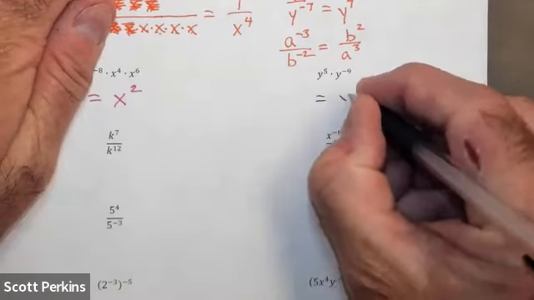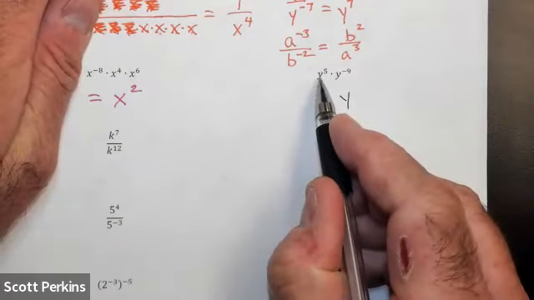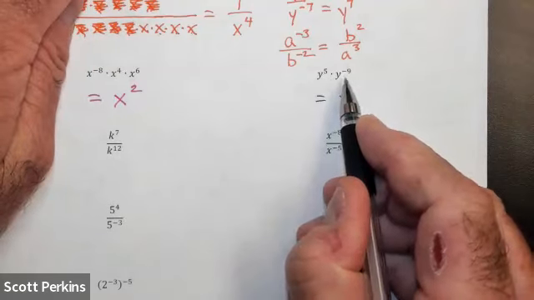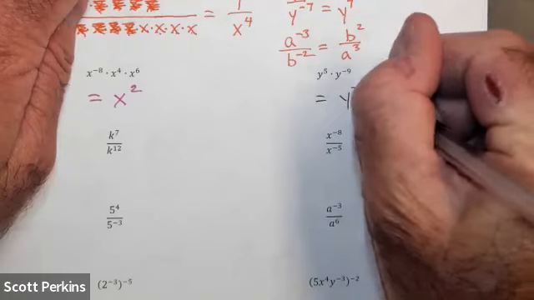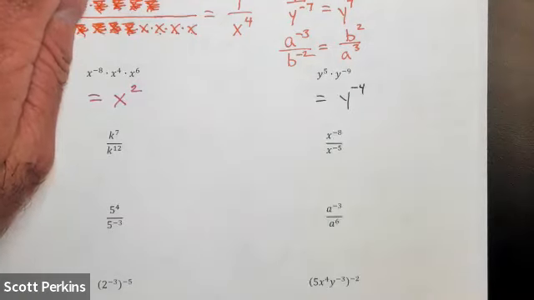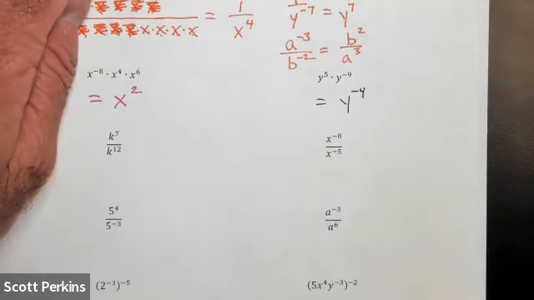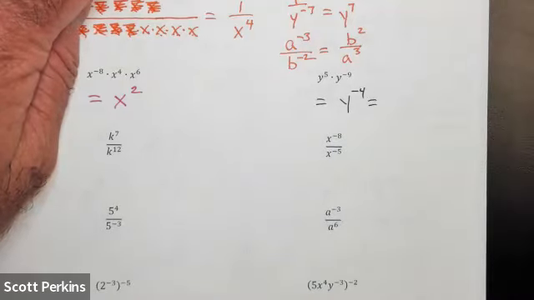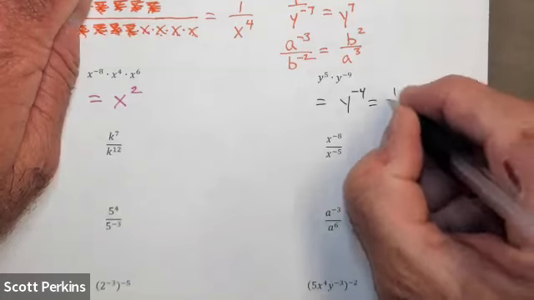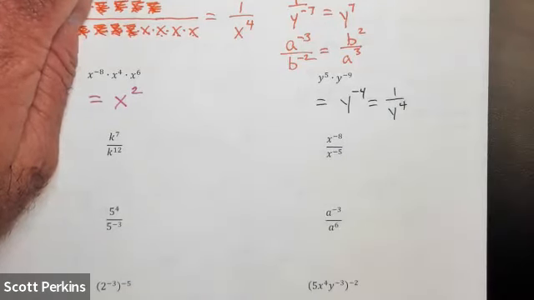And what do you get when you take y to the 5th times y to the negative 9th? What's 5 plus negative 9? Negative 4. Okay, so we have y to the negative 4th. If you got that, you are doing fantastic, but you're not done. Okay, I got one more step. Since that result has a negative exponent, I've got to make that 1 over y to the 4th.